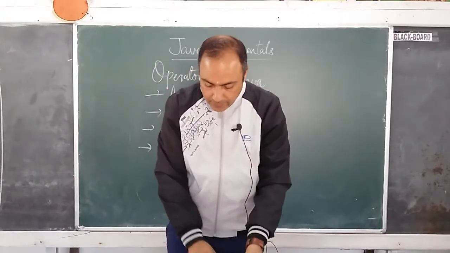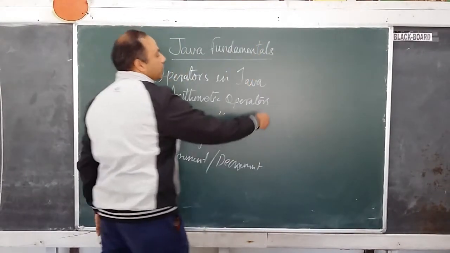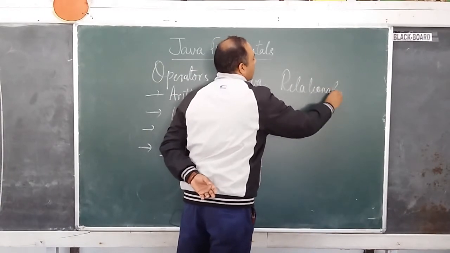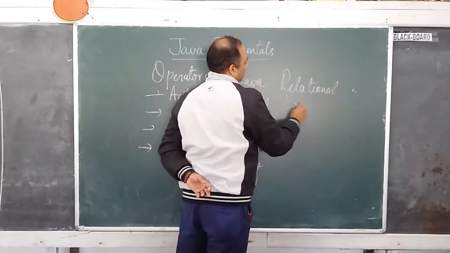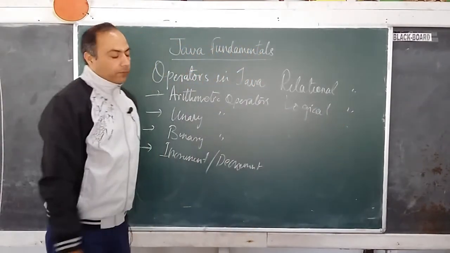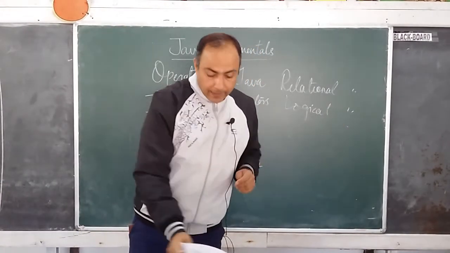So let us discuss relational operators and logical operators. Relational and logical. So these are the different types of operators. So what are the arithmetic operators?